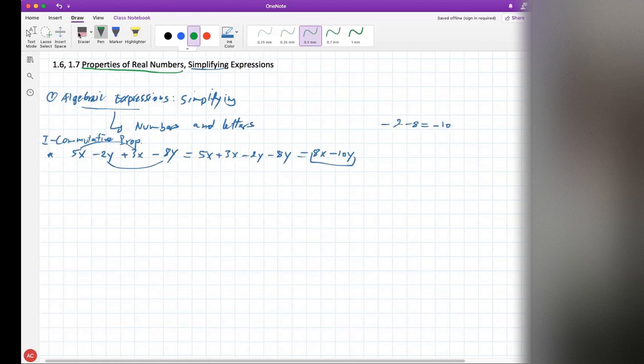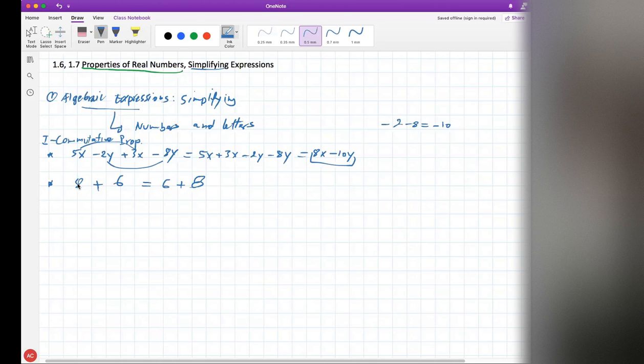Okay, so the commutative property, what it means is basically moving things around so we can combine them. So that's the first one. In a simpler example, 8 plus 6 is the same as 6 plus 8.